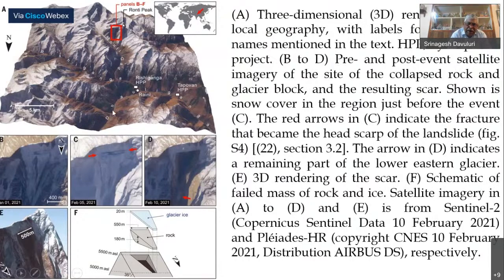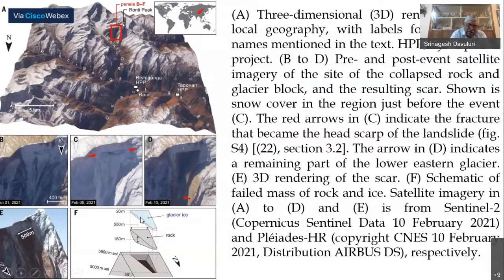If you look at the pre and post event satellite pictures, in B, C and D, you can very clearly see that in B there is this small crack which has begun and it is expanding. And D is from January 2021. This is a satellite image of February 5, 2021. And on February 10, 2021, you can clearly see that the entire glacier as well as the rock mass has slid, about 500 meters in length.